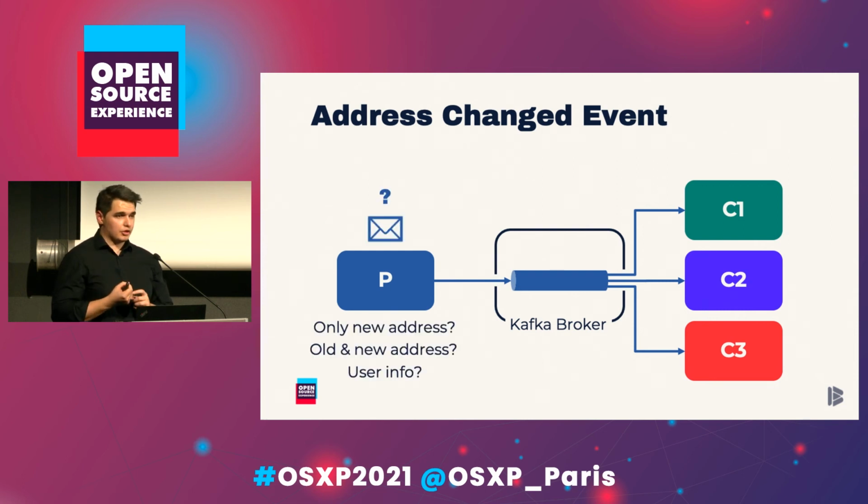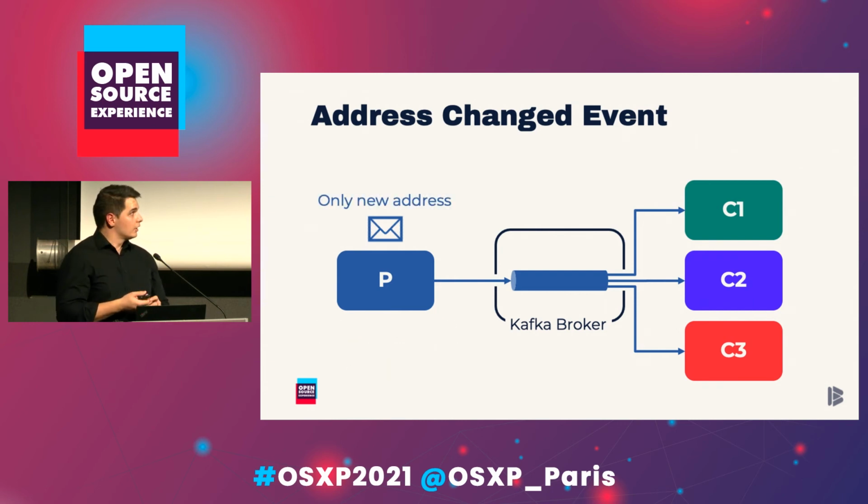So the main question is, what should we put in that event, right? Should we put only the old address, the old and the new address? What about some user information? Let's say we only go for the new address, and we put that into the topic, into the event stream.